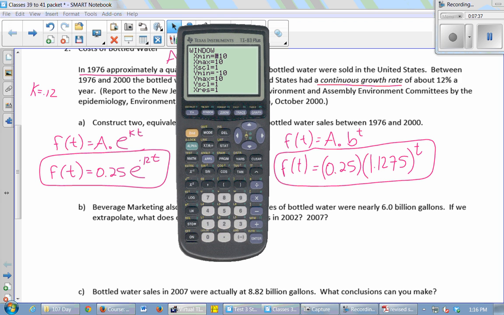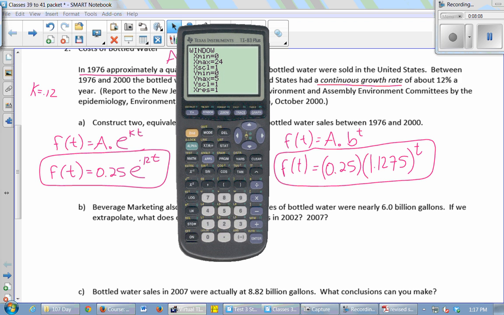All right, what would make sense for a window here? What is x representing? Years since 1976. So I'll go 0 to 24, which would take me to the year 2000, so that's good. And then y is representing billions of gallons. In 1976, how many were there? 1/4. So maybe I'll start at 0 billions, and then, I don't know, 3, 5, somewhere around there.